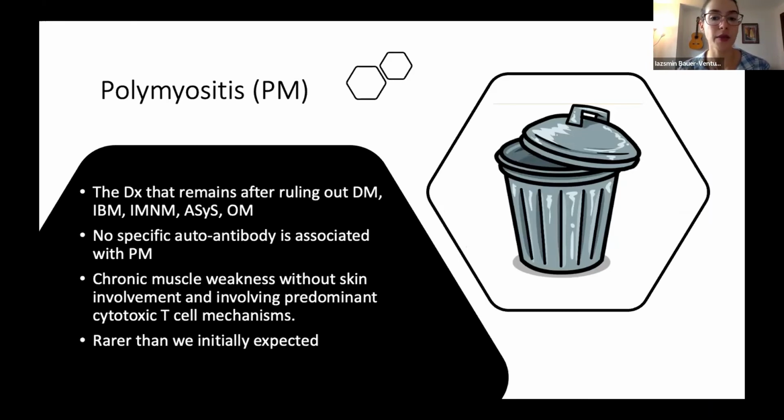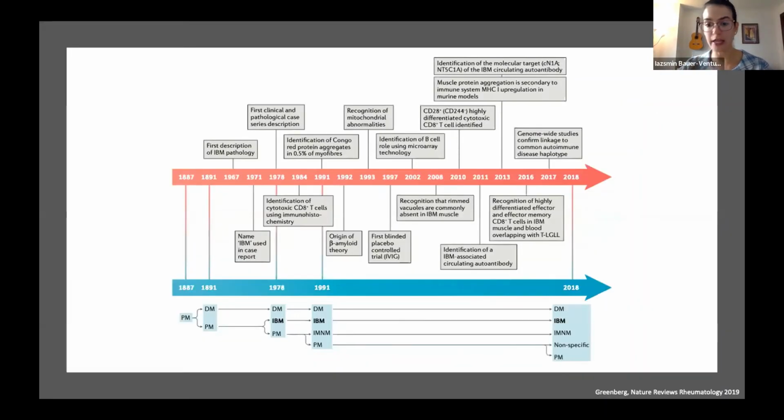We believe that a lot of patients who had been diagnosed with polymyositis in the past actually have overlap syndromes, antisynthetase syndrome, or immune-mediated necrotizing myopathies that were not well described in the past. And this is just letting you know how things have changed for the polymyositis diagnosis over the years.